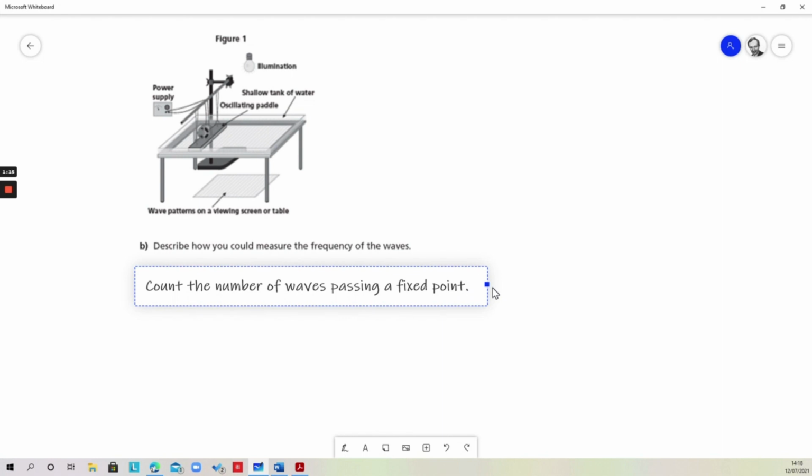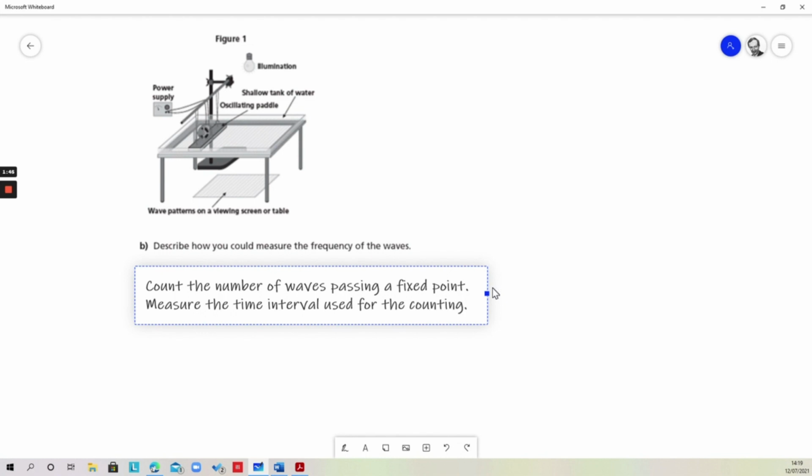We would also need to measure the time interval that we had been counting the waves for. For example, we might well have been counting how many waves in 10 seconds or how many waves in 30 seconds. It doesn't matter which, but the important thing is that we've measured the time interval used for the counting.